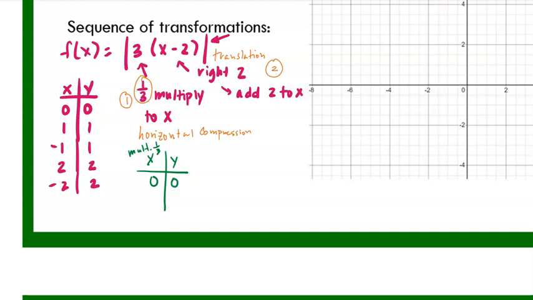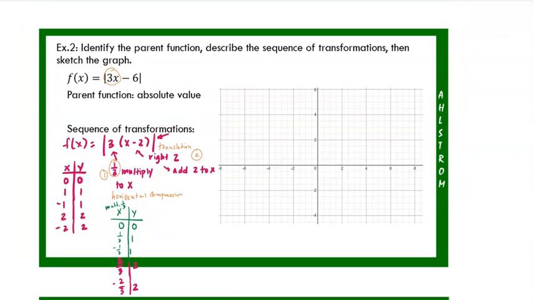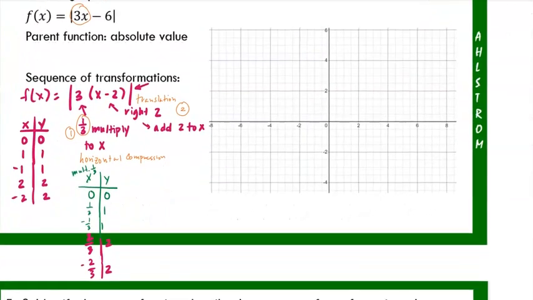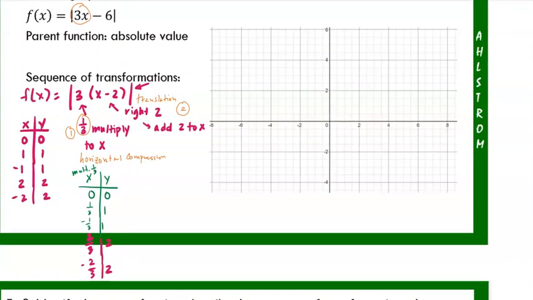So that's going to be 0, 0, and then 1/3, 1, negative 1/3, 1. And that's not going to show. 2/3, 2, definitely not going to show. 2/3 and 2, I'm sorry, and negative 2/3 and 2. Okay, so I can go ahead and graph. Oh, no, I can't. I forgot to do number 2 right here.